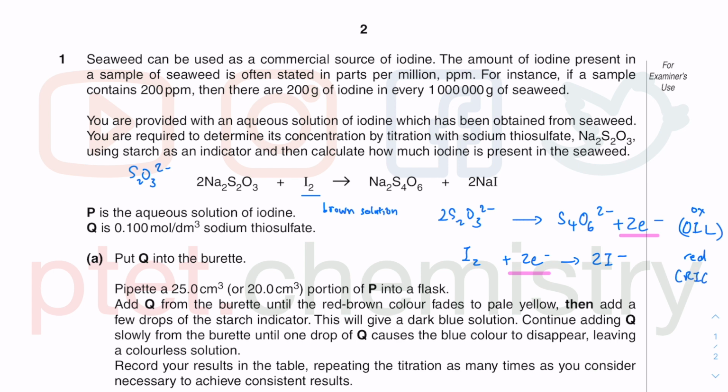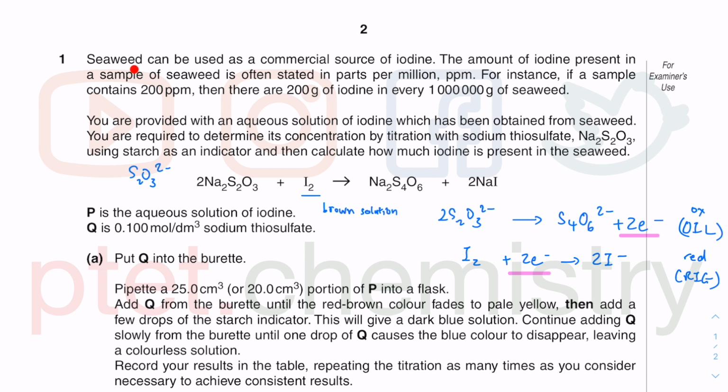The one on the bottom is your reduction. Reduction is gaining electrons here on the left hand side. So adding them together, you get these redox reactions. Adding them together with the objective of cancelling out the electrons is basically lowest common multiple to give you a balanced redox equation.